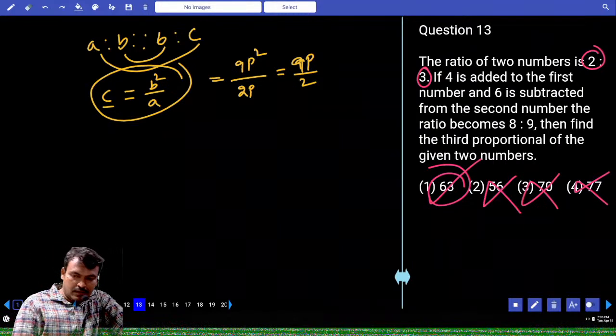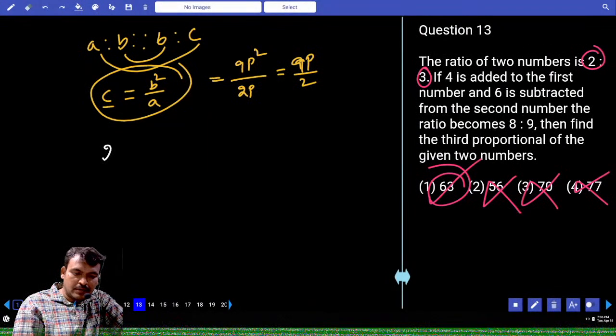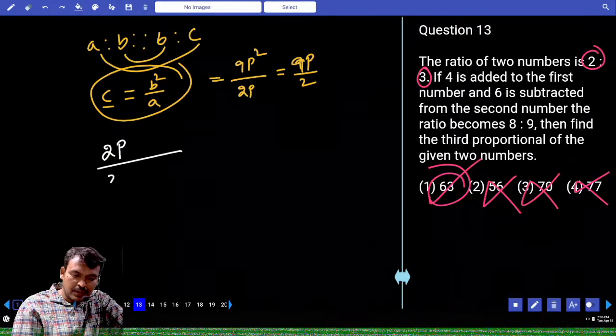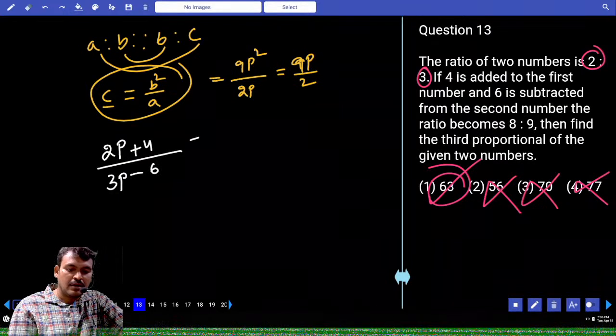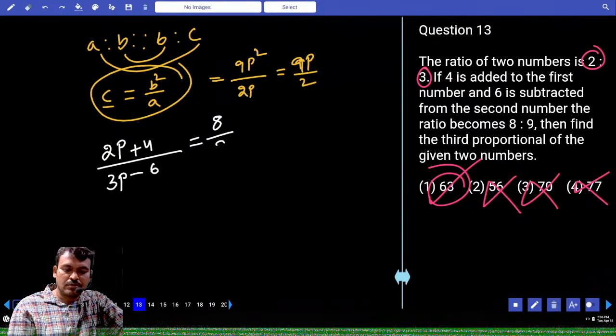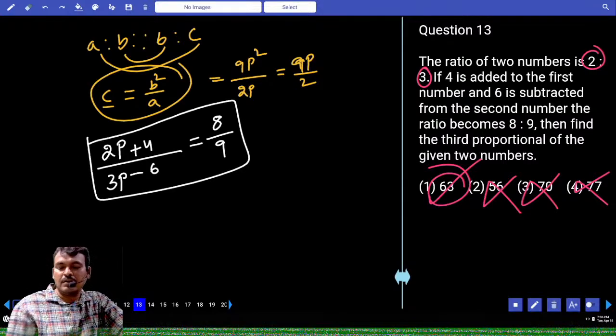Or first number is how many parts? 2 parts. Second number 3 parts. First number is added, how much value is added? 4 is added. Second number, 6 is subtracted. After subtracting we get the ratio 8:9. Simplify this one, we get the 1 part value.